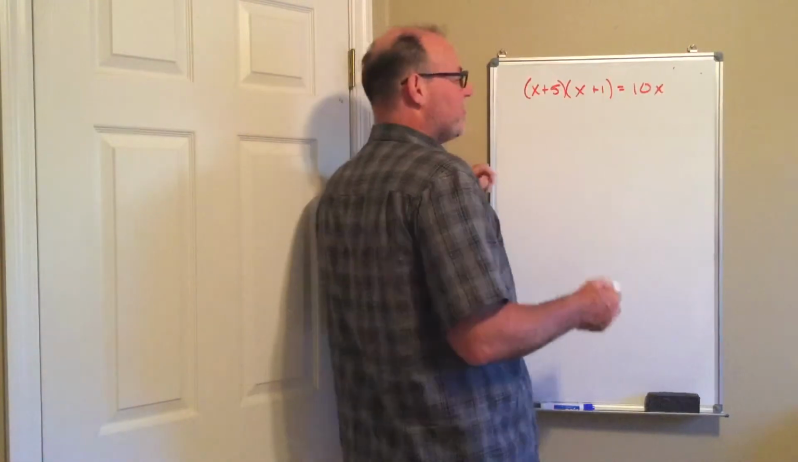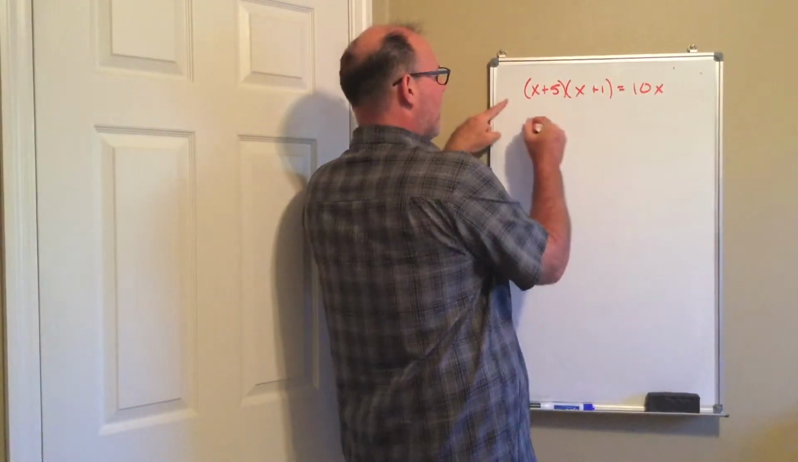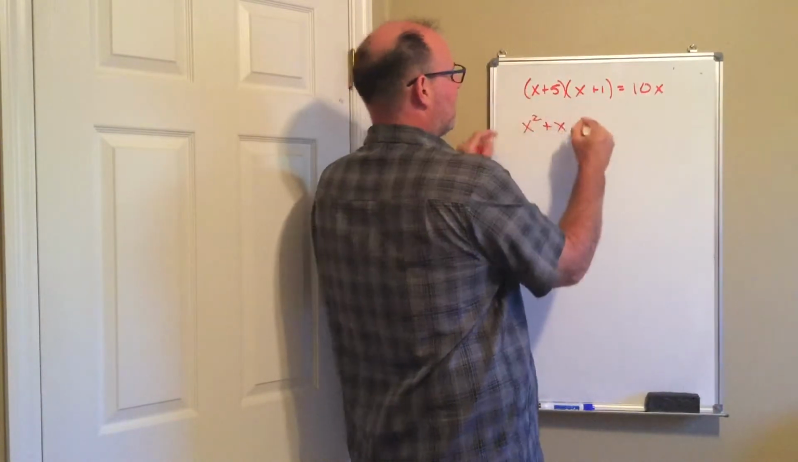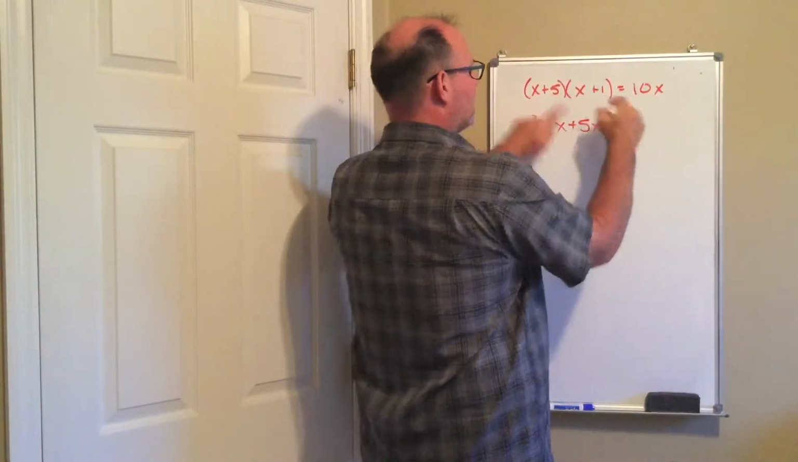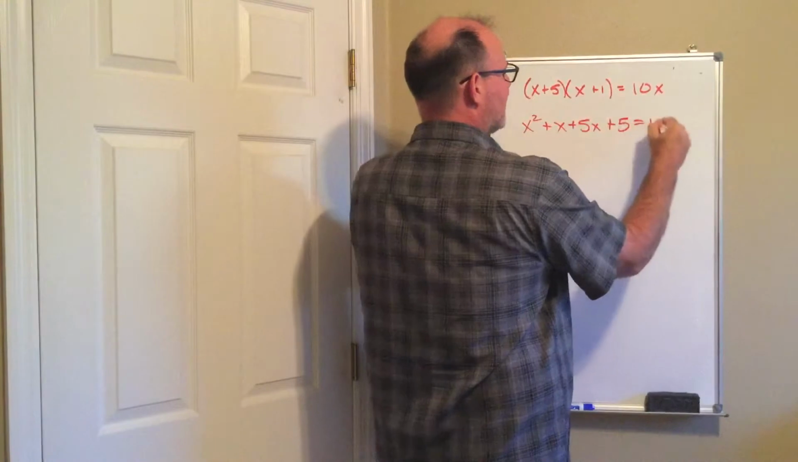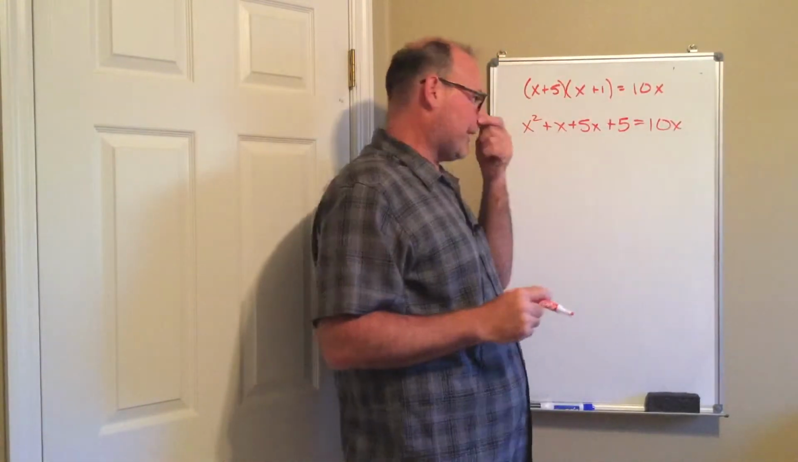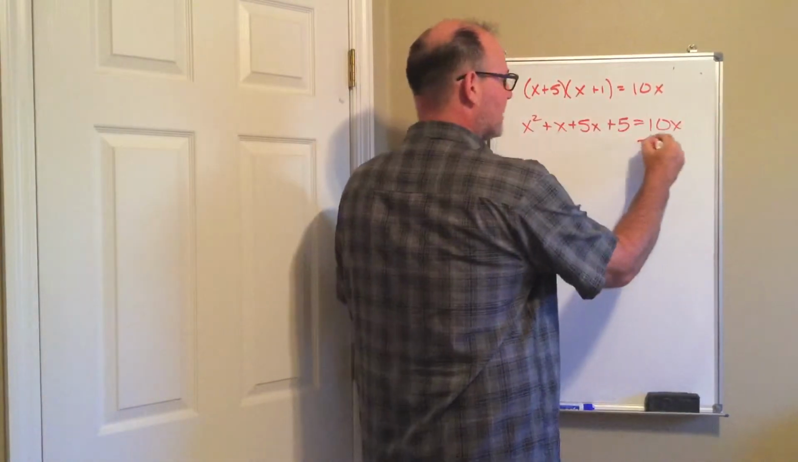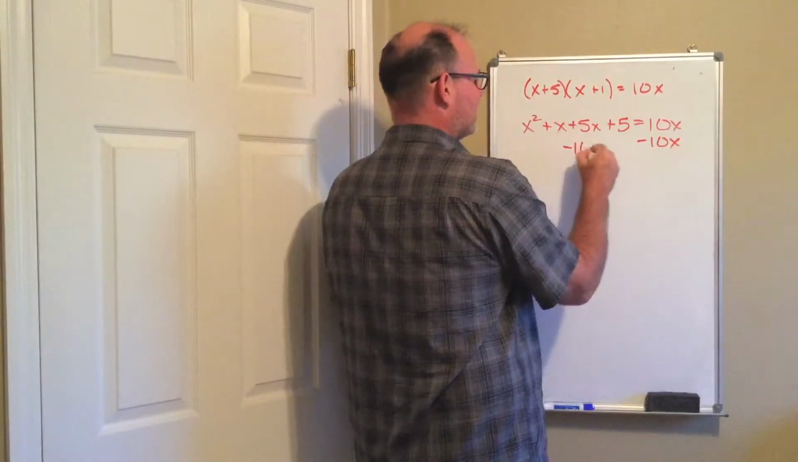So here we go. First thing I'm going to do is FOIL. So I've got x squared, and then plus x plus 5x plus 5 equals 10x. I'm now going to do two things. I'm going to bring the 10x over. I'm also going to collect like terms. So I'm going to subtract the 10x from both sides.